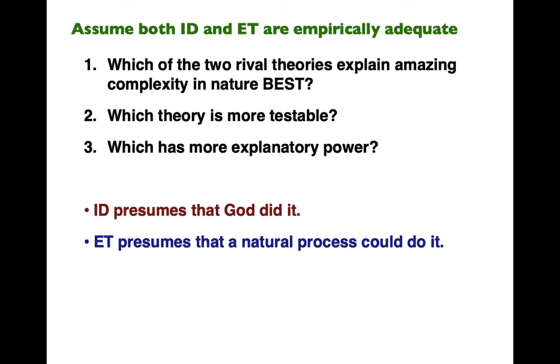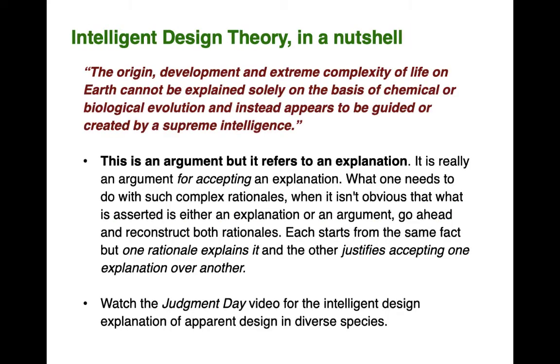ID theory presumes God did it. ET presumes that a natural process could do it. Intelligent design theory has the following argument: that the origin, development, and extreme complexity of life on Earth can't be explained solely on the basis of chemical or biological evolution, and instead appears to be guided or created by a supreme intelligence. It's an argument, but it refers to an explanation. It's really an argument for accepting an explanation.